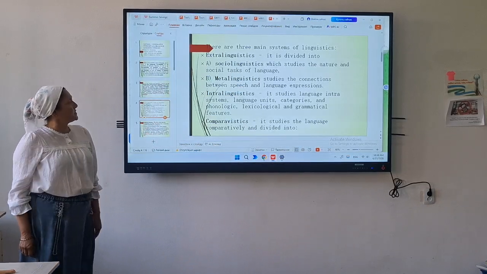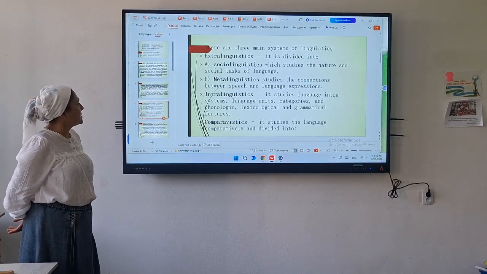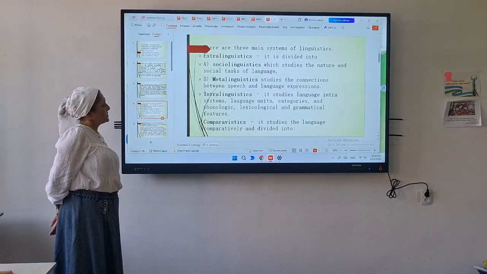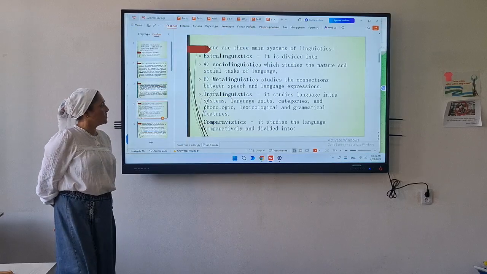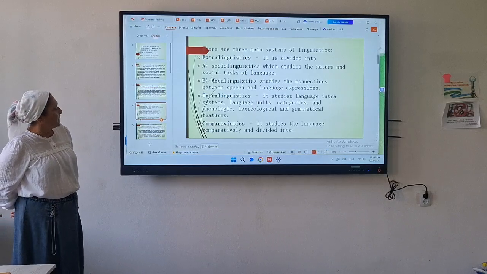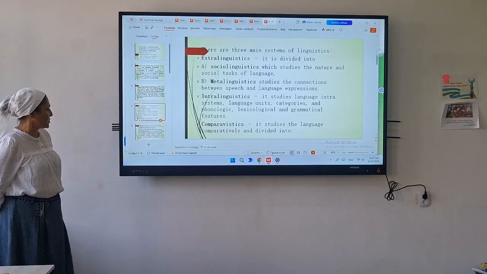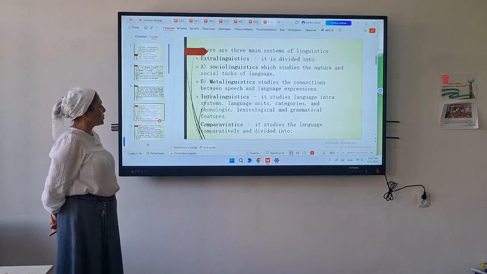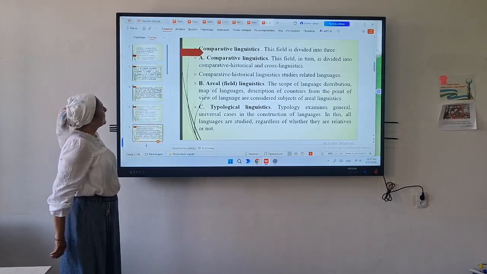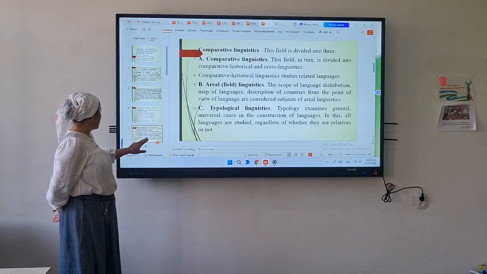So there are three main systems of linguistics: extra-linguistics, which is divided into social linguistics, where we study the nature and social tasks of language. Second is metalinguistics, which studies the connections between speech and language expressions. And the last one is interlinguistics, which studies language intrasystems, language units, categories, and phonological, lexicological, and grammatical features. And the next one is comparativistics, which studies languages comparatively and is divided into comparative linguistics, areal linguistics, and typological linguistics.